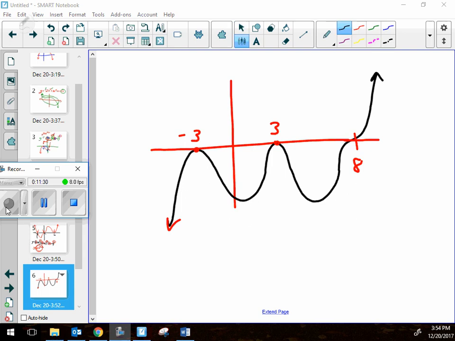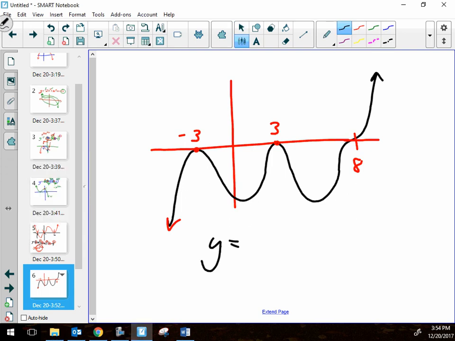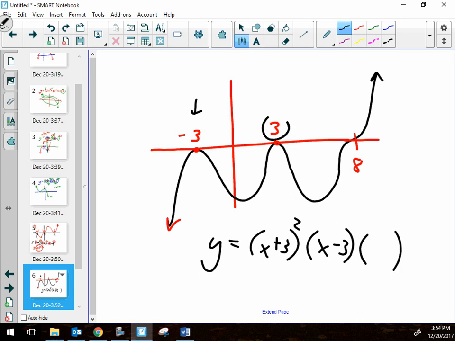Okay, so did you have y equals, I'm going to make a parenthesis for each of those roots. And we'll say this one right here is at x plus 3. It's a bounce, so we square it. This one's at x minus 3 because positive 3 needs to go in it and make it equal 0. And it looked like it was bouncing there, so I'm saying squared. And this will be x minus 8. And, ooh, that one looks like a snake. It's snaking through. So that's to the third power.